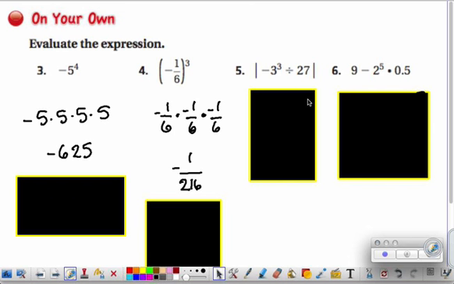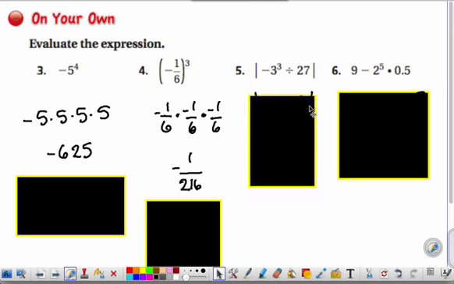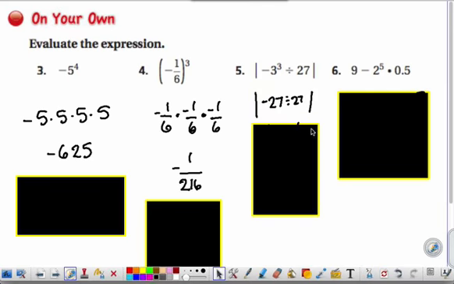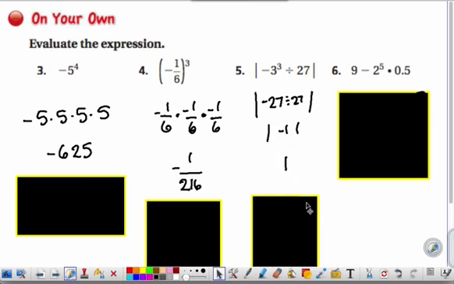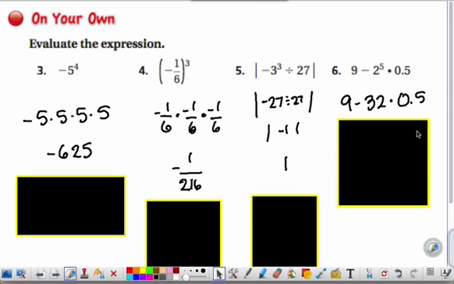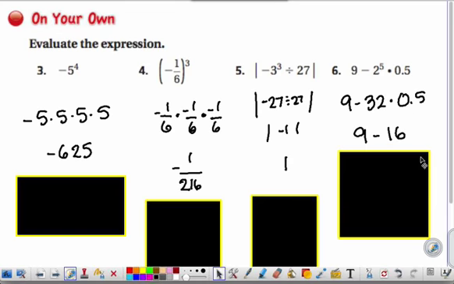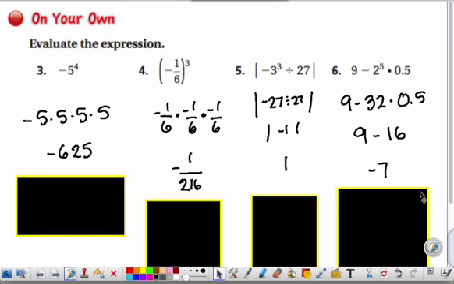All right, on number 5, we have the absolute value of negative 3 to the third power divided by 27. Whenever you do your negative 3 to the third power, you get negative 27. Negative 27 divided by 27 is negative 1, but we're taking the absolute value of negative 1, which is 1. On number 6, we're going to evaluate 2 to the 5th power first and get 32. We're going to do 32 times 1/2, which is 16, and 9 minus 16 is negative 7.